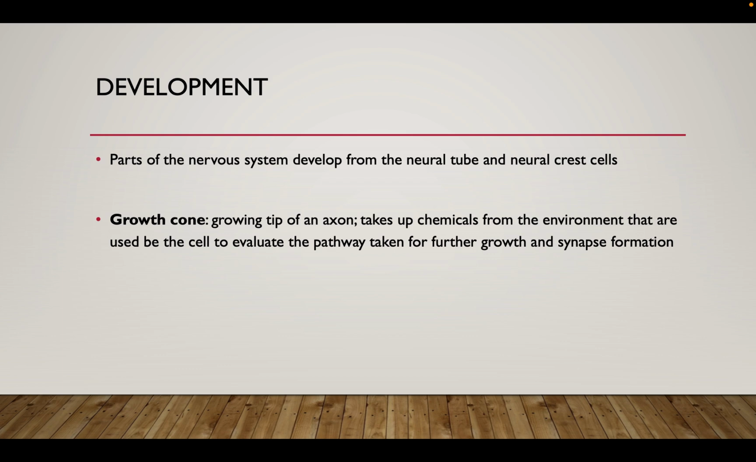And then we have something known as the growth cone. This is the growing tip of an axon. It's going to take up different types of chemicals, and then use that as it continues to grow and develop.